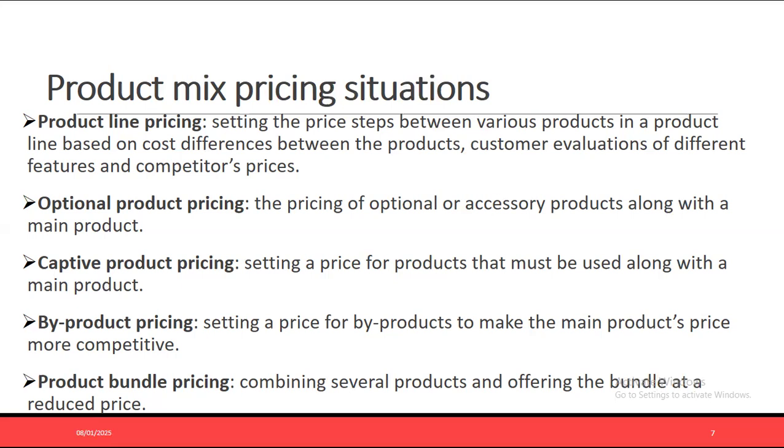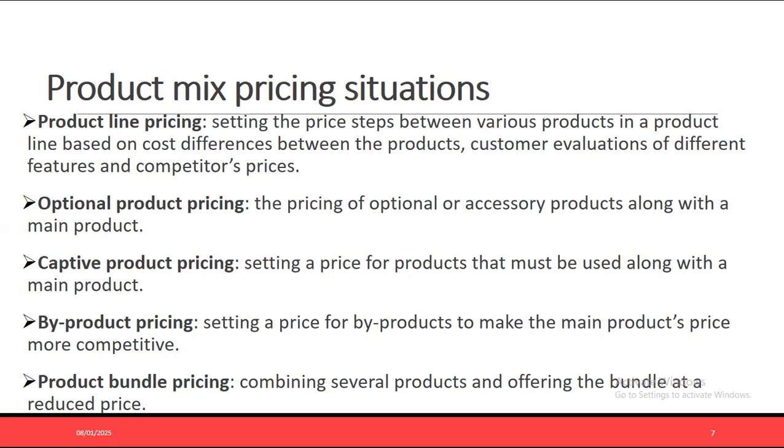Then you have optional product pricing, okay. So the optional product pricing is where, let's say there's an optional product or an accessory, what it means is that if you are selling the main product, you try to factor in the price of the optional product into the main product, so the main product goes together with the optional product.